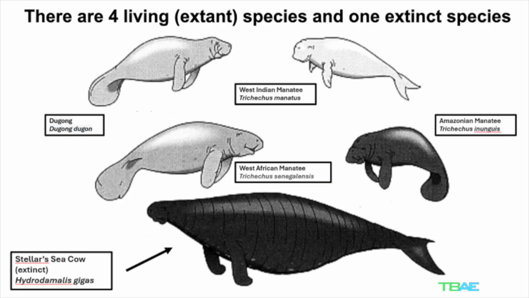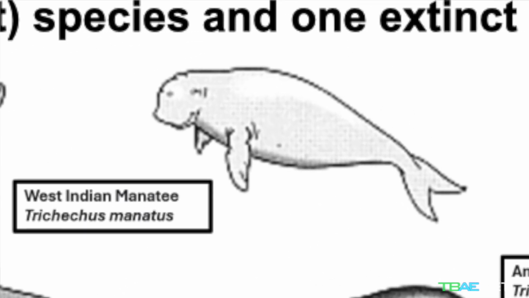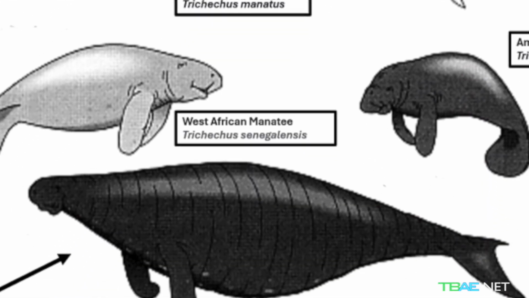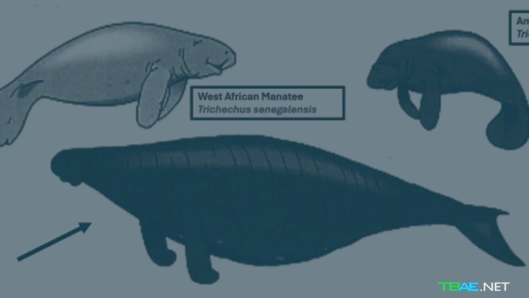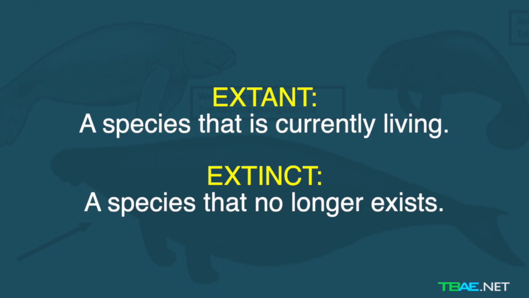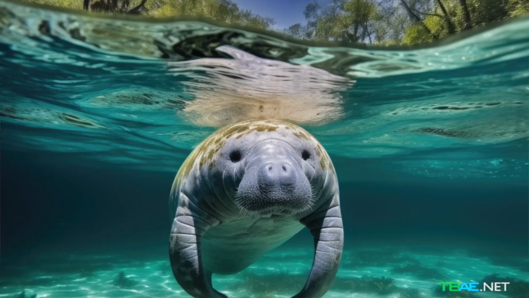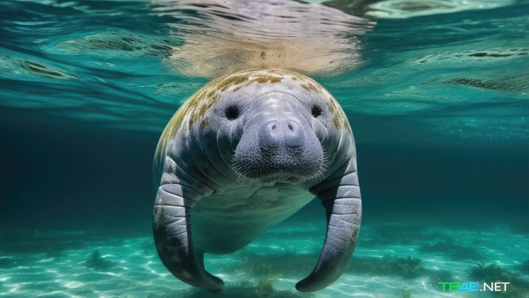And these are the 4 living species of manatees. And that's ours up there here in Florida. And this is the extinct species. So if you're still alive, it's called extant. And then this is an extinct species. We're very lucky. There's very few manatees around the world. And we have quite a few here in Florida thanks to conservation efforts.